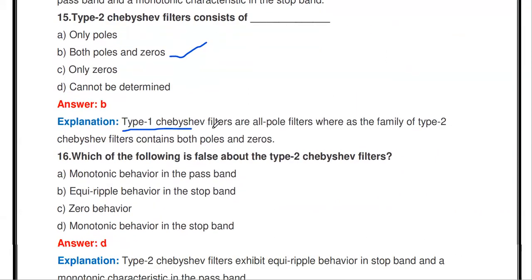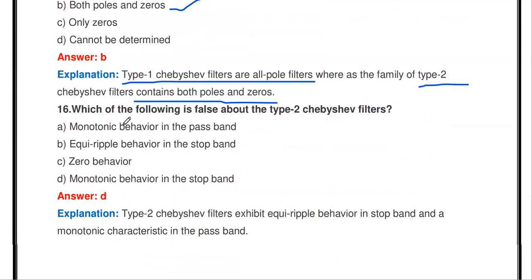So the type 1 Chebyshev filter is an all pole filter. All pole means it only has poles. But the type 2 Chebyshev filter contains both poles and zeros. So in the numerator also we will get some roots, in the denominator we will get some roots. The type 2 contains both poles and zeros, but type 1 is an all pole filter.